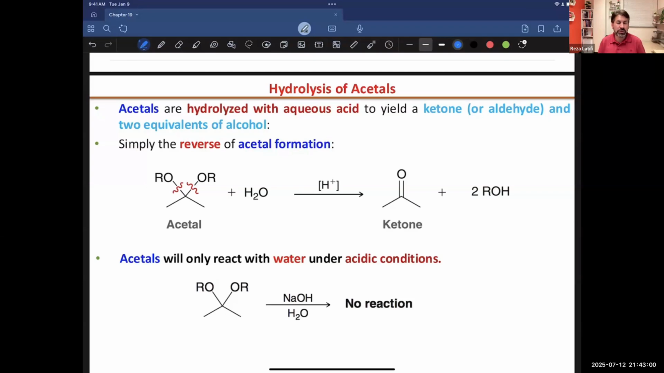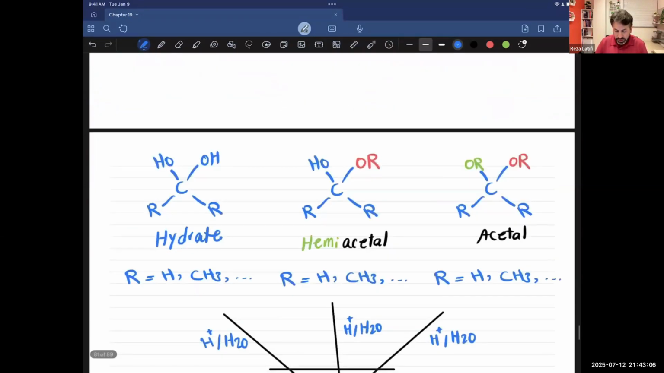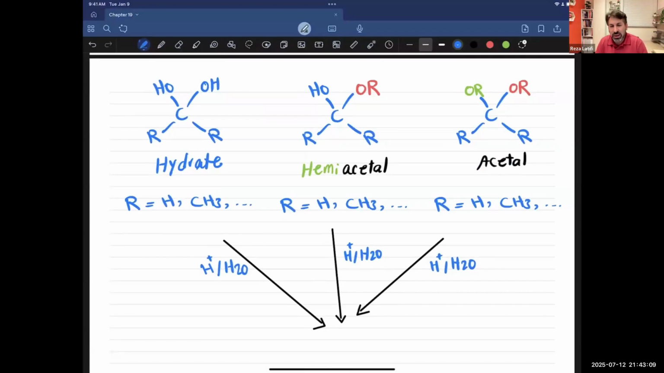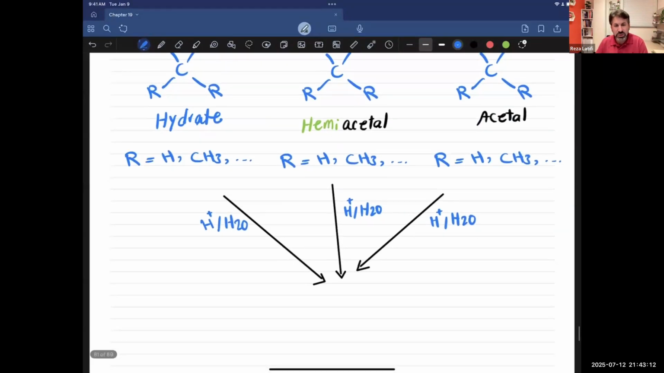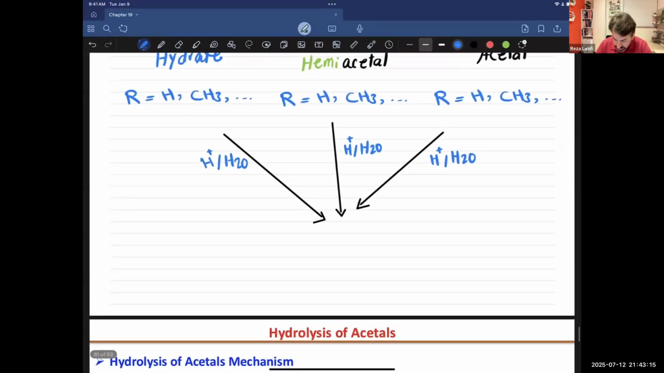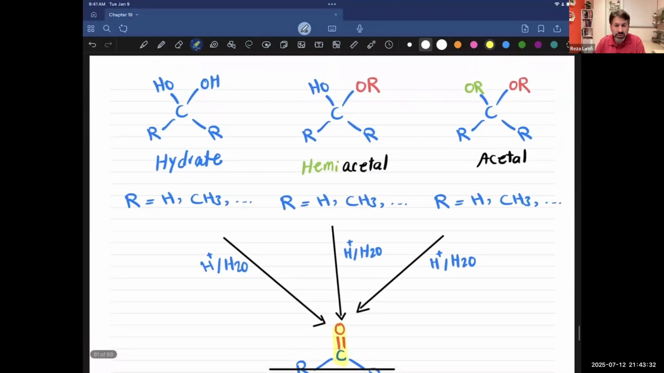And I want to know what will happen to them if I take any of those molecules and add it to a diluted acidic solution. So imagine you take a hydrate, hemiacetal, or acetal and you add it to a diluted acidic solution. Regardless of what you start with, you will get such a molecule. You will have R attached to carbon attached to R, and now we will have a double bond between carbon and oxygen. So that means we're going to recover the starting carbonyl molecule. And again, it can be a hydrogen or an alkyl group.